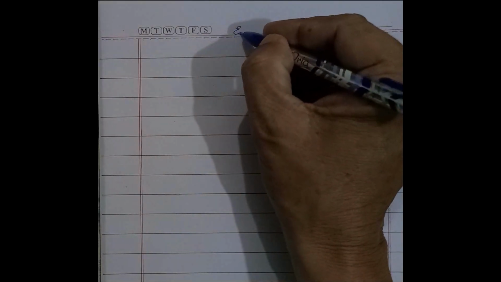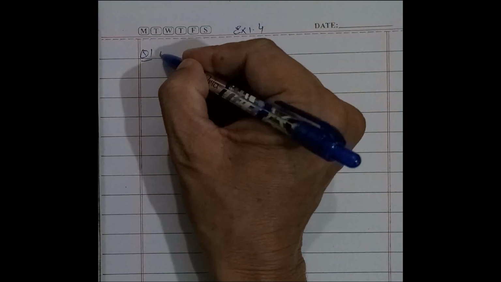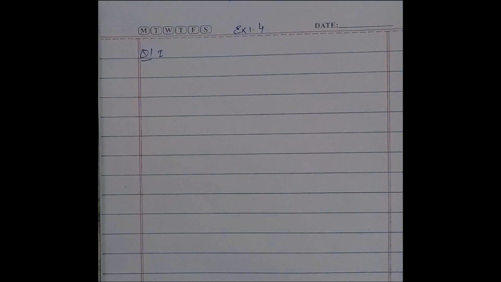Class 9th, exercise 1.4, and question 1. In question 1 we only tell whether the product of matrices is conformable for multiplication. We write just whether they are conformable for multiplication or not.